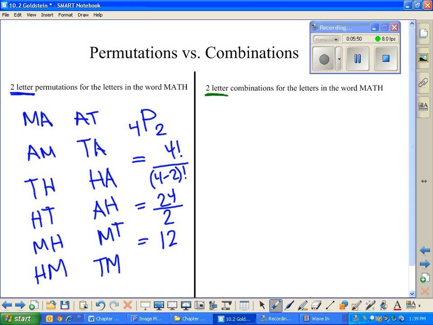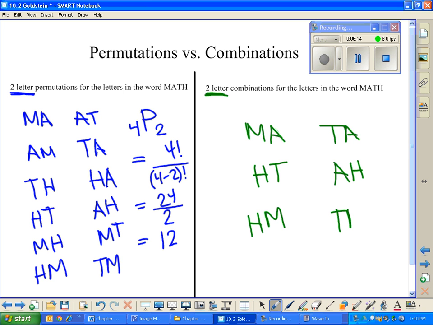Over here we have the combinations. Now combinations, the order doesn't matter. MA is the same thing as AM, right? We have the same pieces, so we can only count MA, right? TA, HP, H, HM, and TM, right? We had to get rid of all of those ones where all we did was switch the two, because order doesn't matter, so it is the same thing.